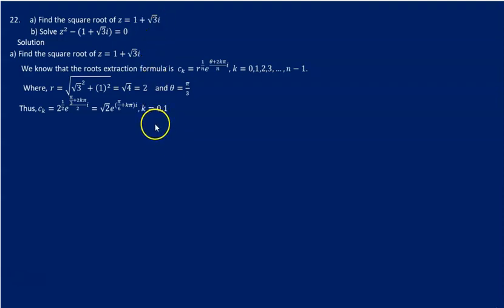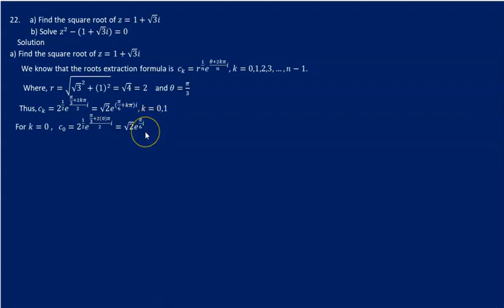So let's start from k equal to 0. Now students, you simply put 0 in place of k. It's going to be c0. The term with k is eliminated, so you have only theta over n. So for k equals 0, c0 is given by this: 2 times 0 is 0, so that term goes to 0. Then radical 2 is to the power of pi over 6 times i.